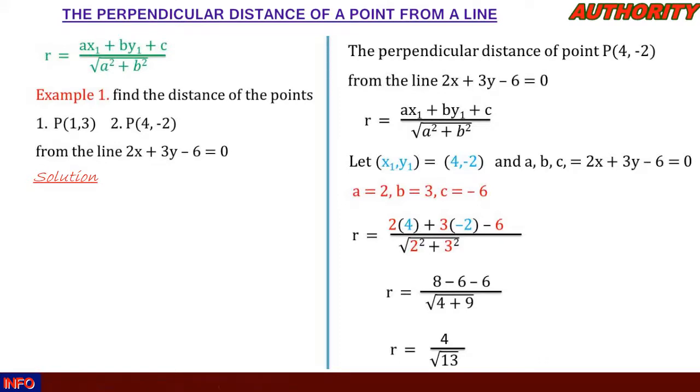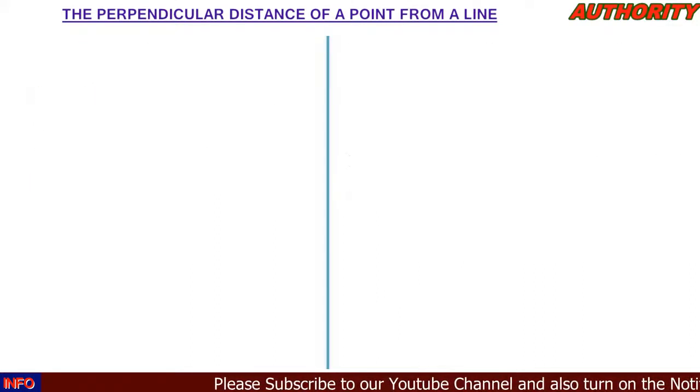So therefore, the perpendicular distance of the point 4 comma minus 2 from the line 2x plus 3y minus 6 is equal to 4 all over square root of 13. All right, yes, let's take another example.